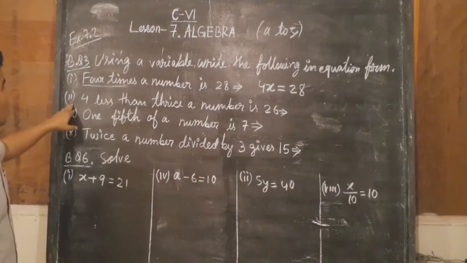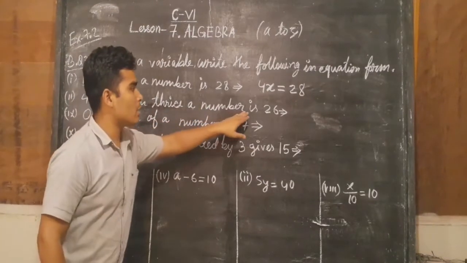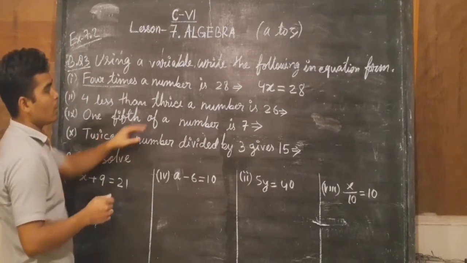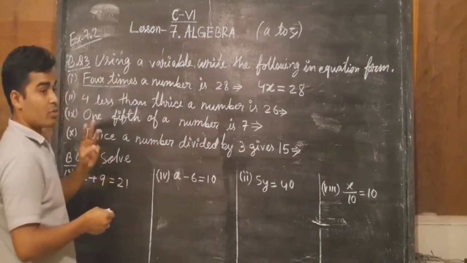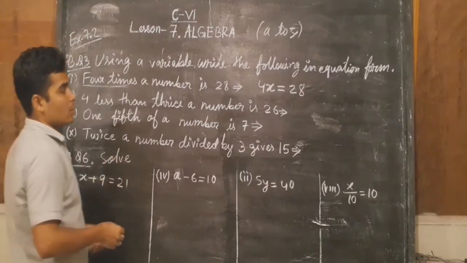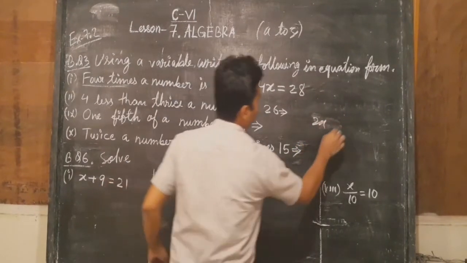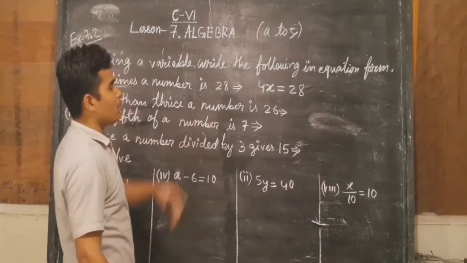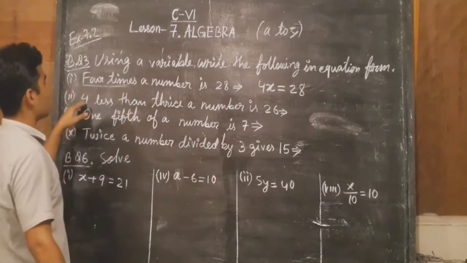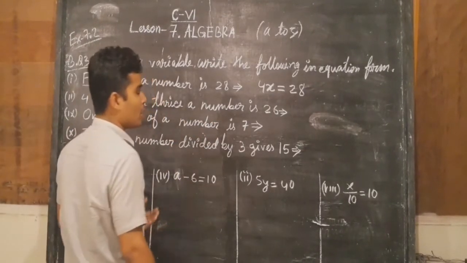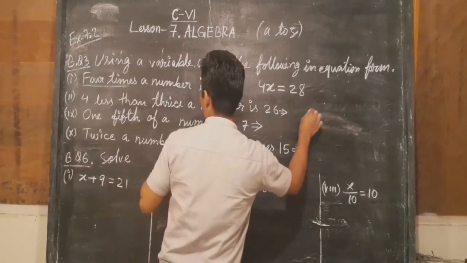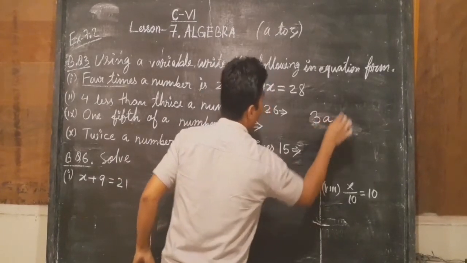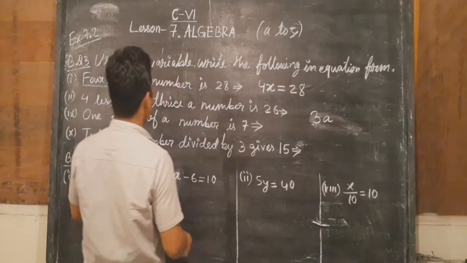Now let us move to question number 2. 4 less than thrice a number is 26. I have to make 4 less from thrice a number. Thrice means 3. Twice a number means 2x, and thrice a number means 3x. Like this we write. So here thrice a number. From thrice a number we have to make 4 less. But first of all we will find what is thrice a number. Thrice means 3. Suppose the number is a. So this is thrice a number.